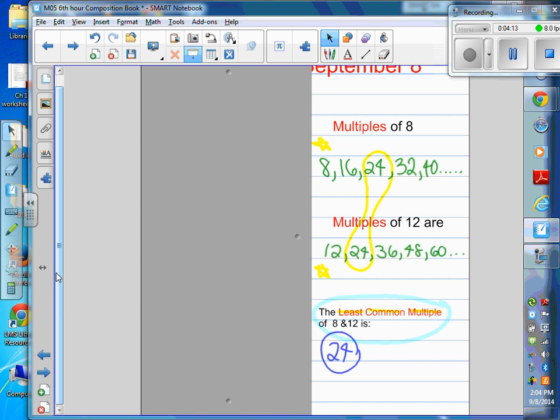That's the skill you're using in your homework tonight. You're going to list your multiples from low to high, starting with the lowest, going all the way to the highest for 2 numbers, and then look for the one that is in both. The first one that's in both. Does that make sense? Yes. Okay.